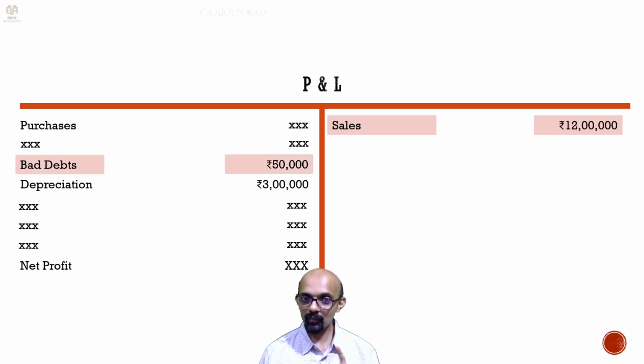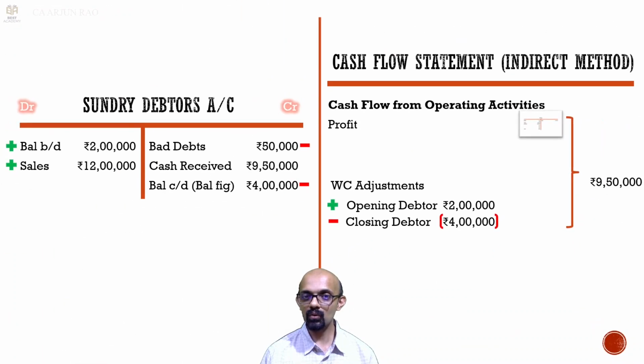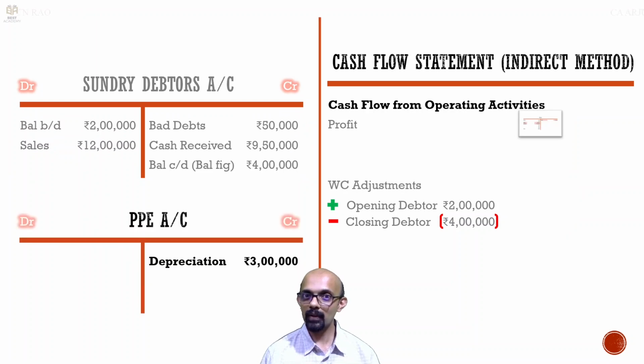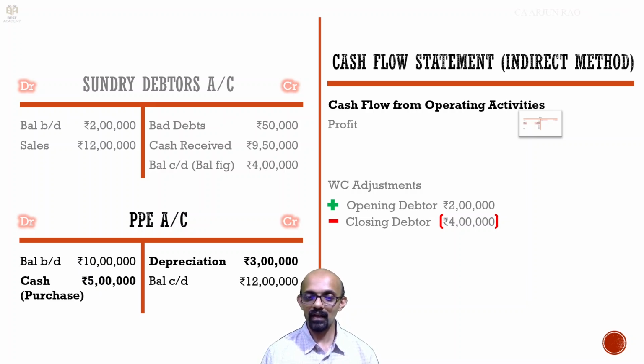So the sales and bad debts relate to sundry debtors, we want it there. Depreciation, do we want depreciation also in the value of profit in order to get some cash flow indirectly? That is a question. So this depreciation relates to which account? Depreciation relates to property, plant and equipment. Now let's say in this property, plant and equipment account we have opening balance 10 lakhs, purchase 5 lakhs and then closing balance 12 lakhs.